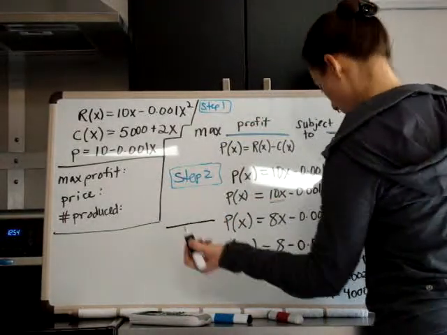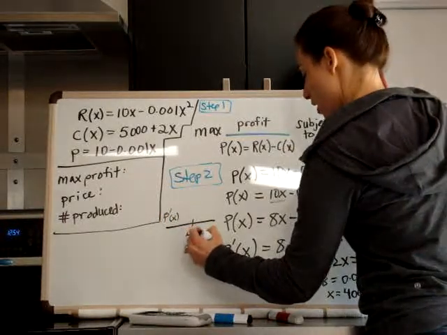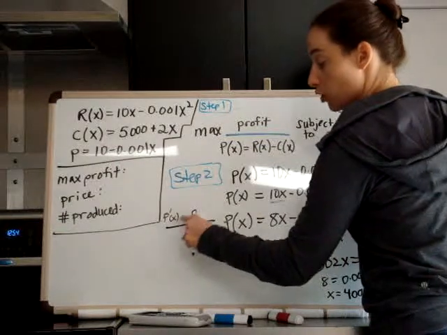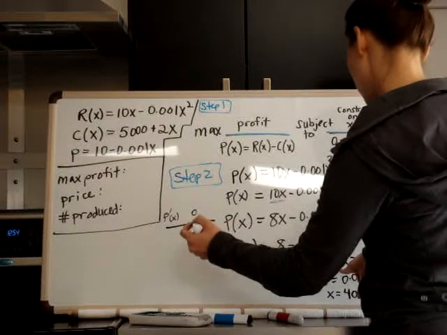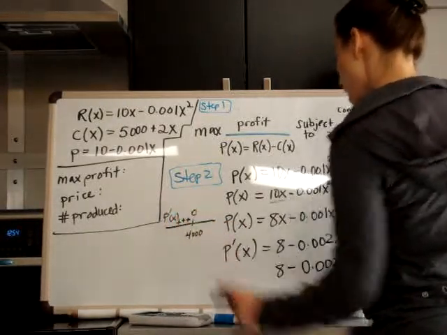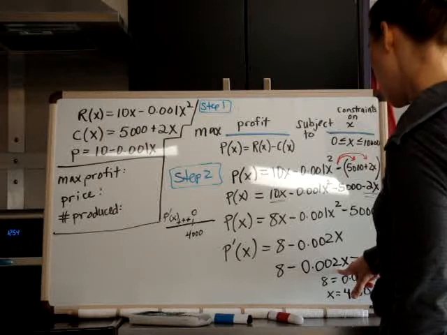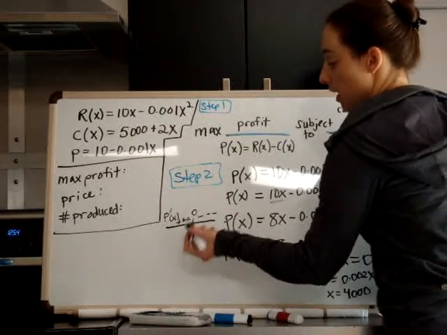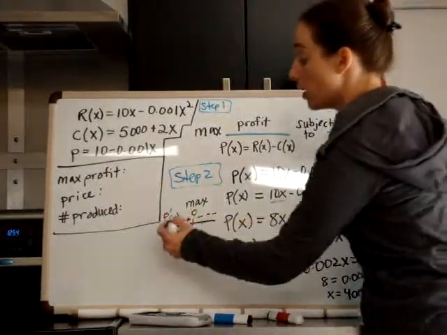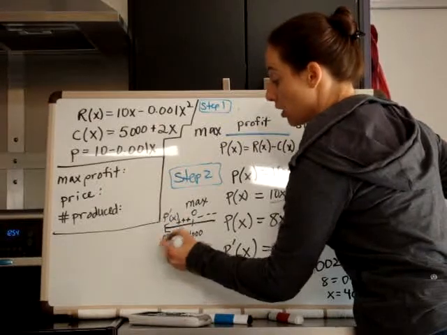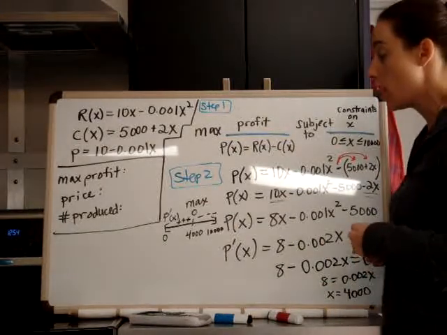So in my sign chart, I know at 4,000 markers, my marginal profit is 0. And before then, it will be positive. And after that amount, I'm going to test a number like 5,000. That would be negative. So indeed, I do have a maximum there. And since 4,000 is the only critical point on my sign chart, I know that this is also the absolute maximum of the function.